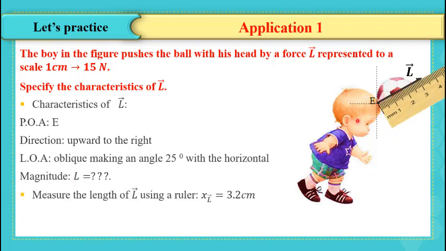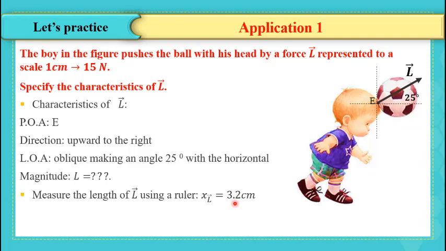Using a ruler, we will measure the length of the vector from its beginning, or from the point of application, till the head of the vector. You can read 3.2 centimeter. I will denote this value by x. X represents the measure of the length of the vector L vector. It is 3.2 centimeter. After measuring the length of this vector, how can we calculate the magnitude of this force?